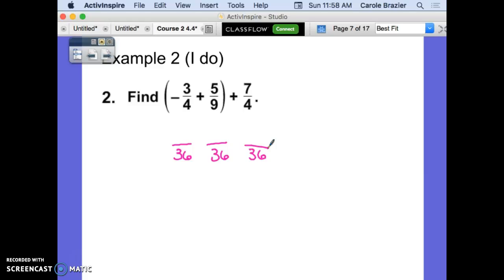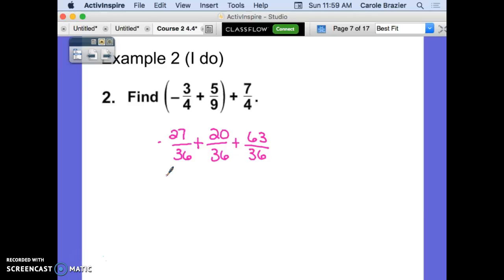So 9 times 4 is 36. So 9 times a negative 3 makes this a negative 27. 9 times 4 is 36. So 5 times 4 becomes 20. 9 times 4 is 36, so 9 times 7 becomes 63, and those are all positive. Okay, so even though these are a little bit bigger than 36, we can reduce at the end.